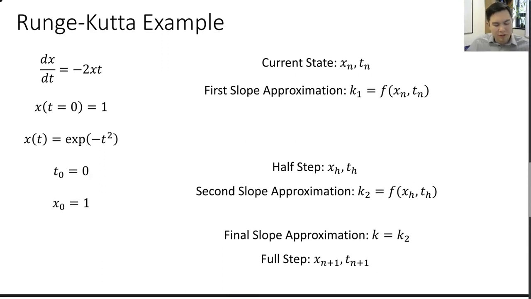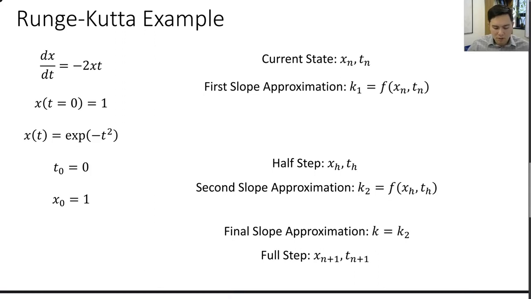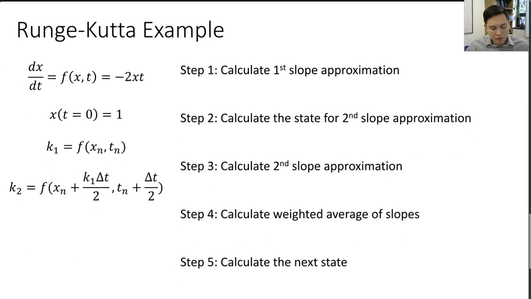So we have an example of dx/dt equal to minus 2xt. We have an initial condition, x at t equals 0 is equal to 1. And we have an analytic solution, which is just the exponential of minus t squared. So we would go through our process again. We'd say, okay, what's our current state? What's our half-step state? At both states, we're going to need to calculate a slope approximation, and then use that to get a full step approximation. So let's work through the process.